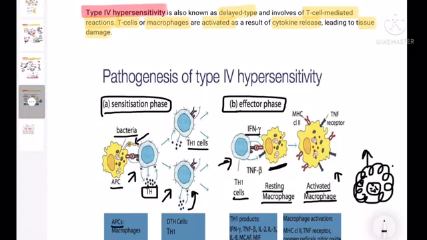So, antigen presenting cell, then there will be T cell activation, the delayed type hypersensitivity cell. T helper cells produce interferon gamma, tumor necrosis factor alpha and beta, interleukin 2, interleukin 3, interleukin 8, and certain other cytokines. Then there will be activation of macrophages, MHC.